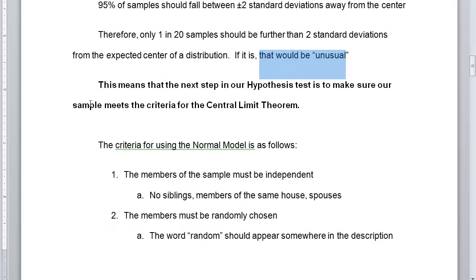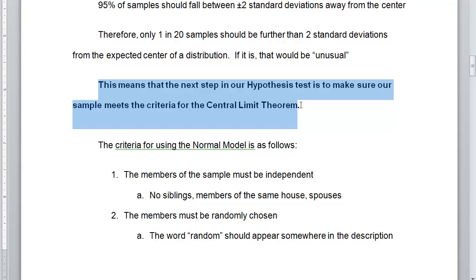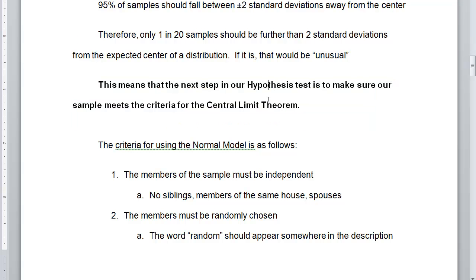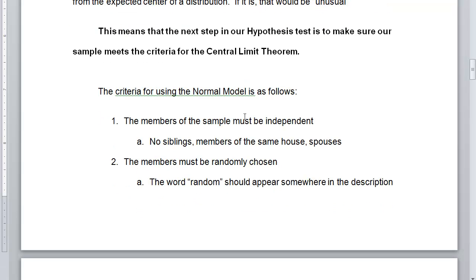So this means that the next step in our hypothesis test is to make sure our sample meets the criteria for the central limit theorem. If our sample doesn't meet the criteria for the central limit theorem, I don't know that it's normal, and so then I can't use the empirical rule. So this is a really important part of the analysis. So the criteria for using the normal model is as follows.